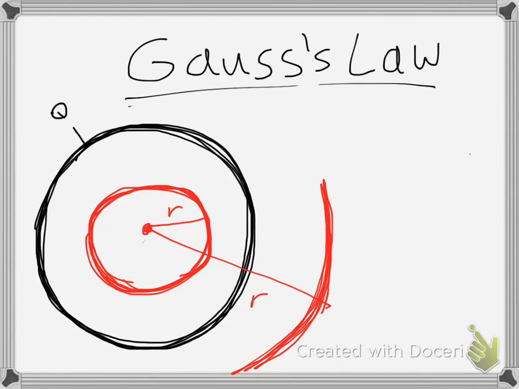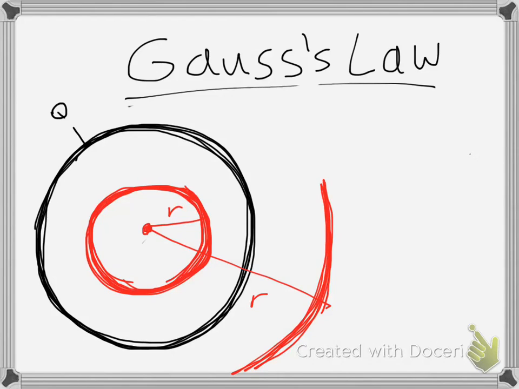So let's start with the sphere that's smaller than the radius of the big black sphere. We want to find the electric field at any point on this red sphere. So we use Gauss's law.